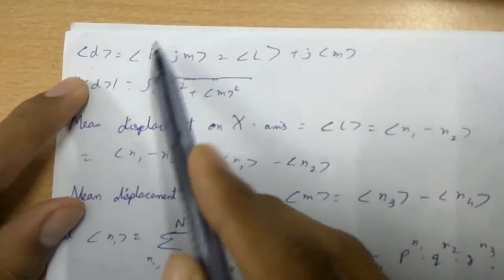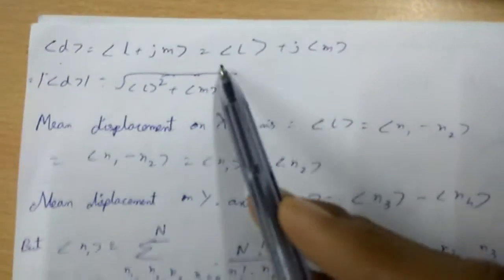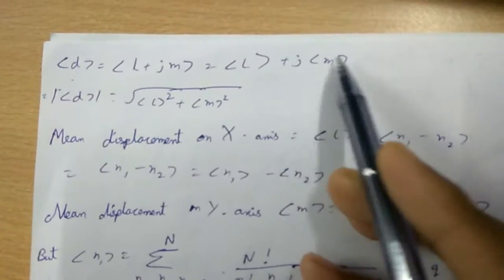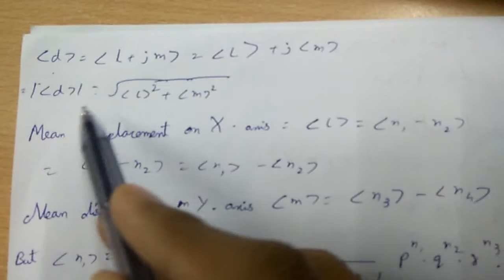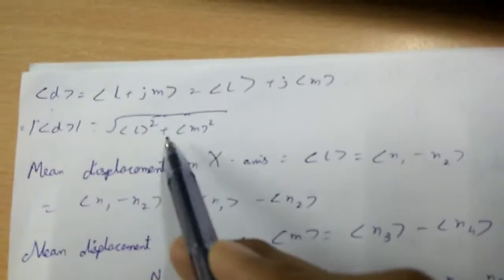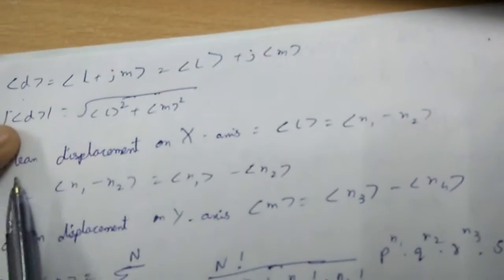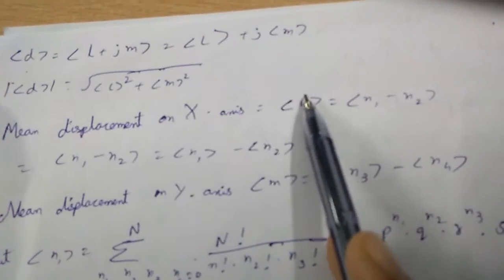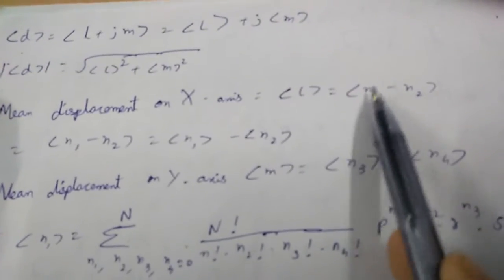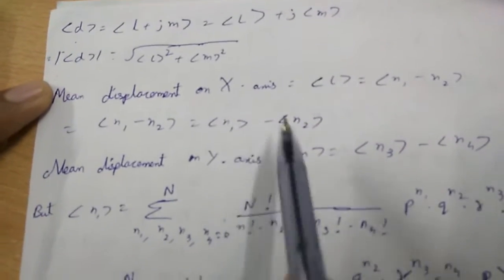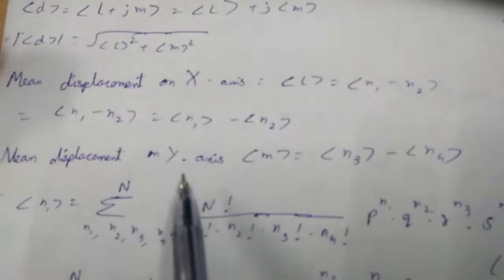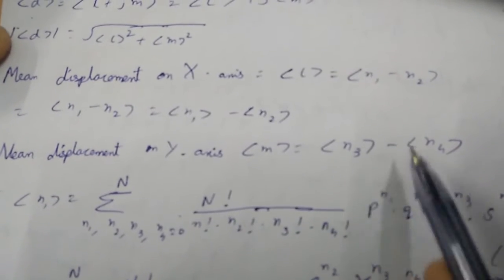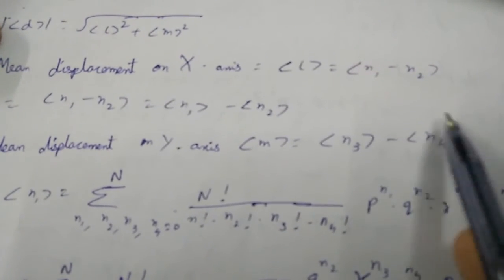Average of D is equal to average of L plus jM, which is equal to the individual average of L plus the individual average of M. Now the modulus of D is equal to square root of L square plus M square. Now the mean displacement on the x-axis, which is L, is equal to the average of n1 minus the average of n2. Now similarly the mean displacement on the y-axis is the average of n3 minus the average of n4.